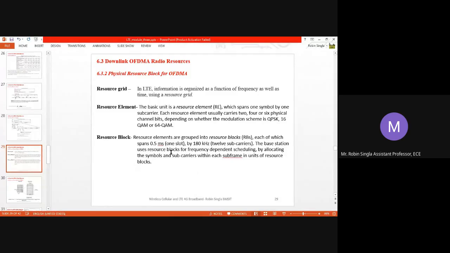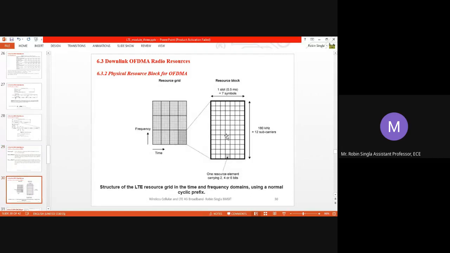The base station uses resource blocks for frequency dependent scheduling, by allocating the symbols and subcarriers within each subframe in units of resource blocks. This resource block is used by the base station to allocate the frequency to users. You see it one more time. This is our resource grid.